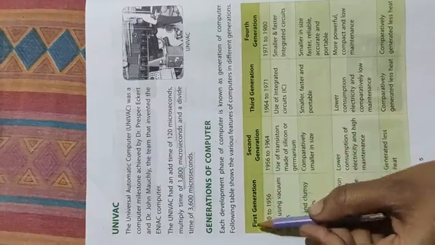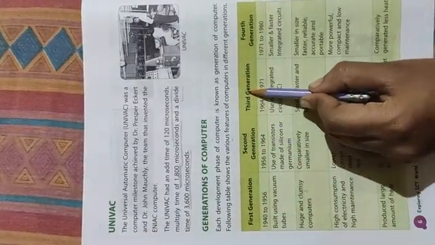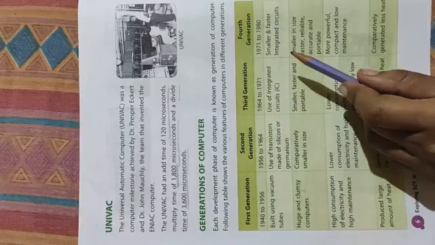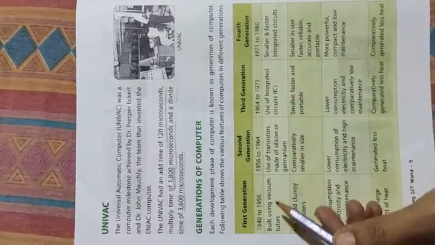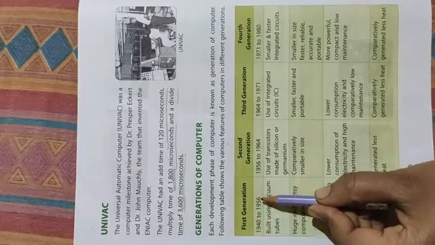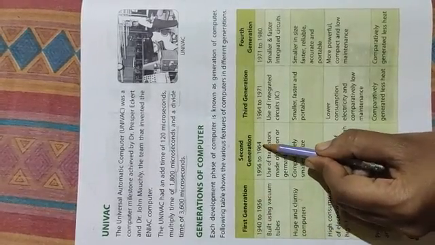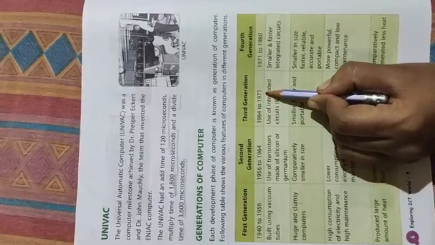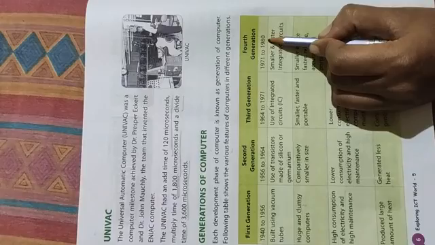There are 4 columns in this table. You can see first generation, second generation, third generation and fourth generation. One by one we will discuss all these generations and see the differences between them. First generation was developed between 1942 and 1956, second 1956 to 1964, third 1964 to 1971, and fourth 1971 to 1980. Got it?